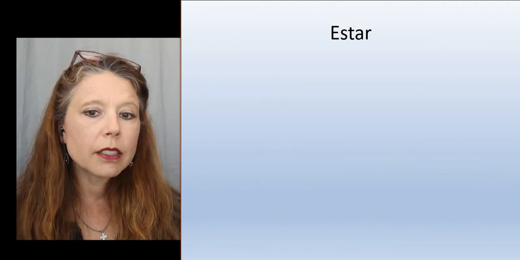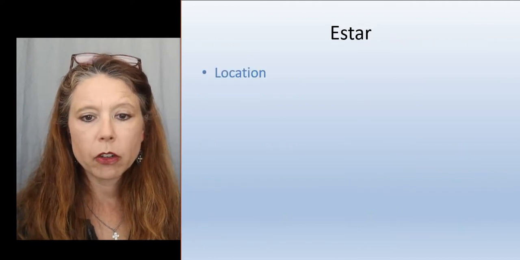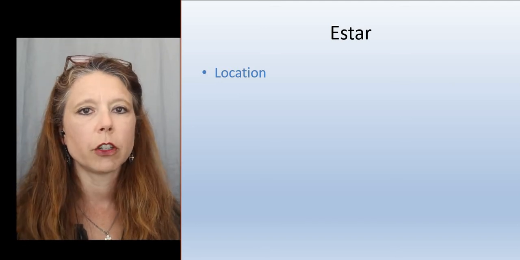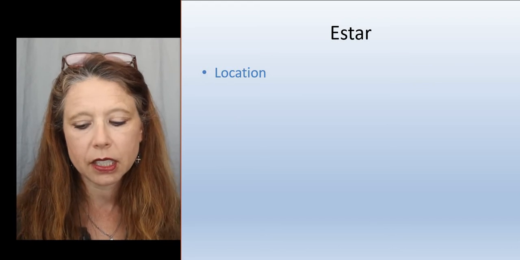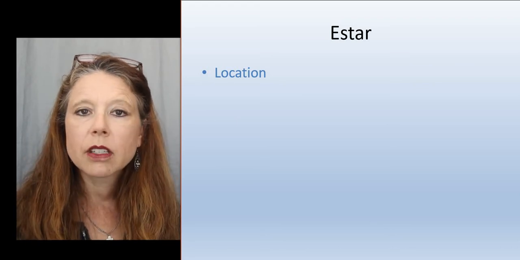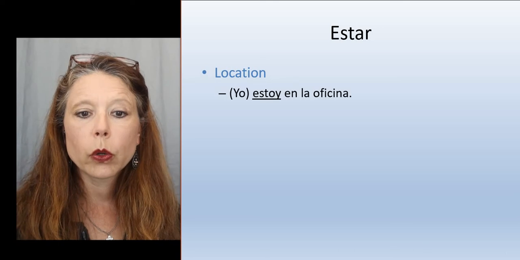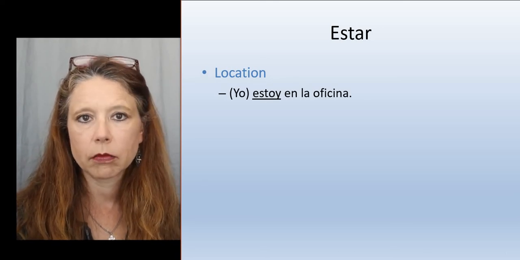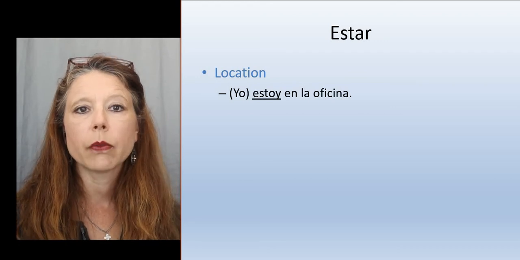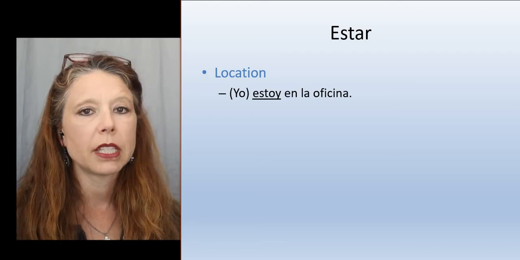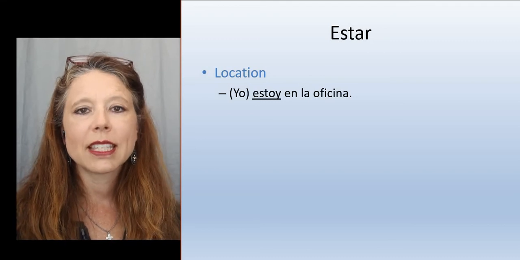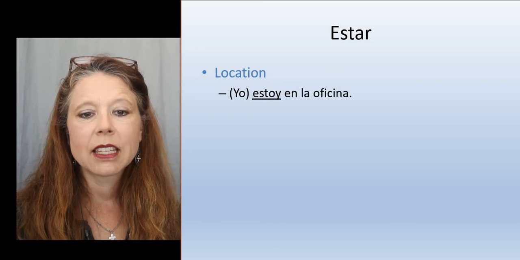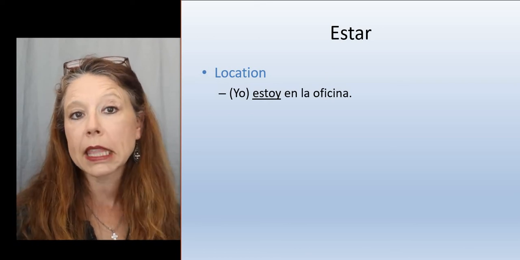Let's move on and show examples of when we would use this verb estar. Let's put them into sentences. Okay, remember we said estar is used for location. So you can say, yo estoy en la oficina. Okay, I'm going to say that again. I want you to try to repeat it to work on your pronunciation. Yo estoy en la oficina. This means I'm in the office or I'm at the office.